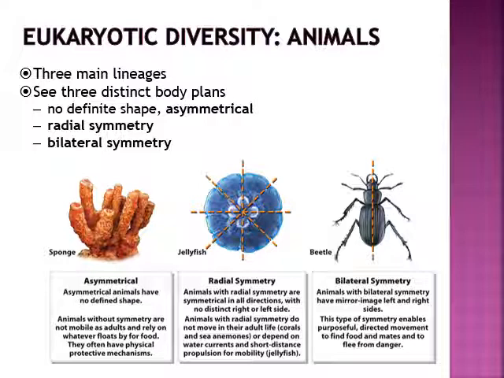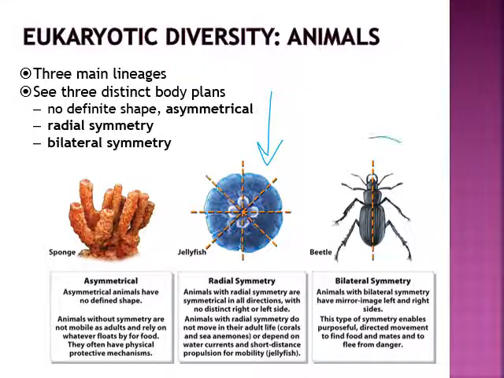The next body plan that we have is radial symmetry. Radial symmetry just means that they're symmetrical in all directions. So they have no distinct right or left side, and this refers mostly to cnidarians like jellyfish. Okay, so they usually don't move much in their adult life. Jellyfish can propel themselves really short distances, but they can't necessarily go super far. So again, they're still kind of relying on currents to carry them around.